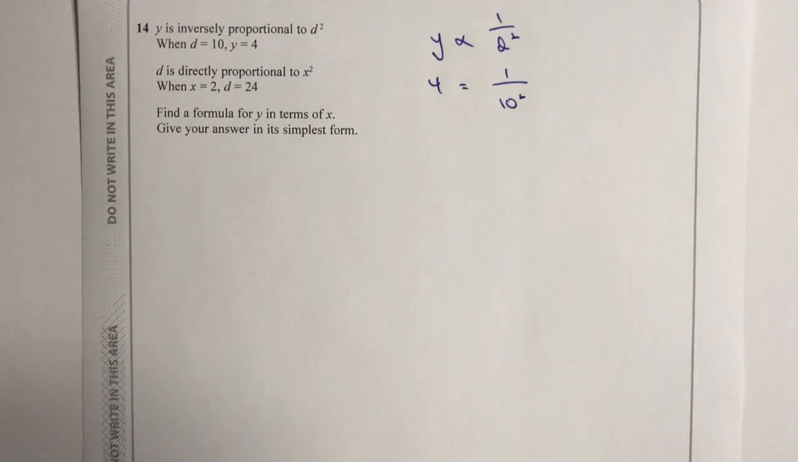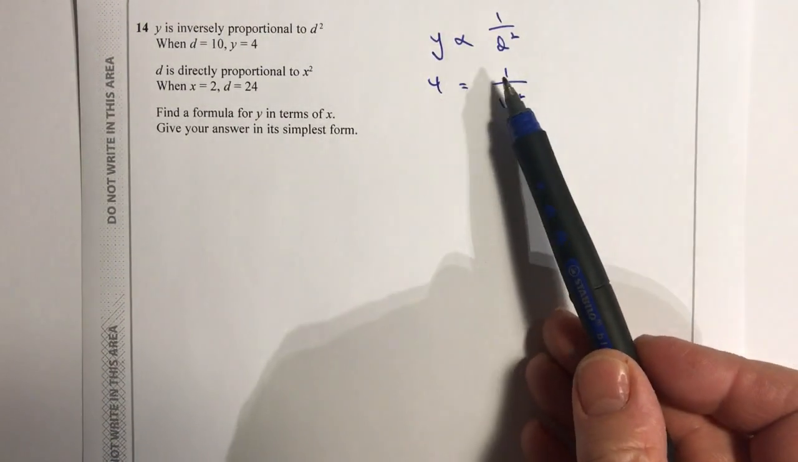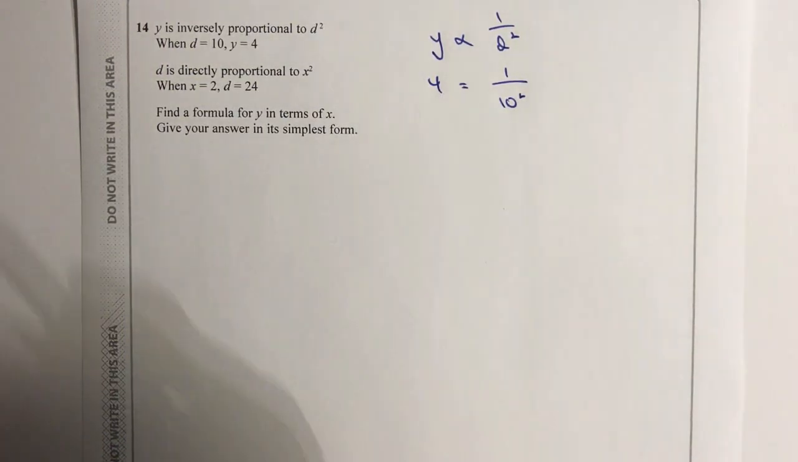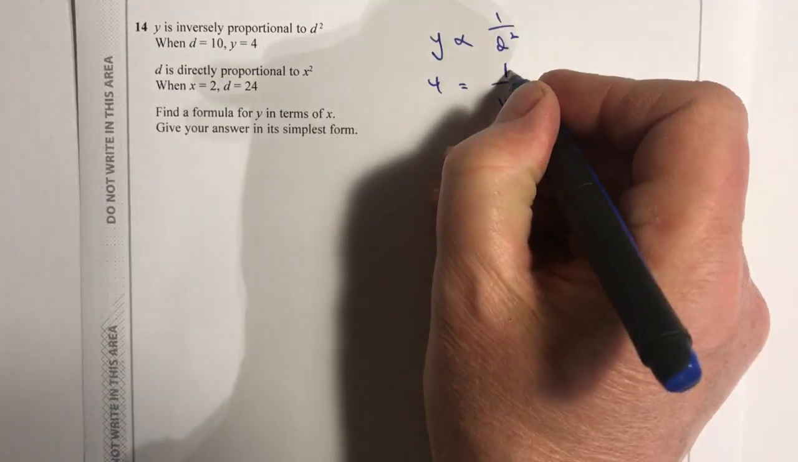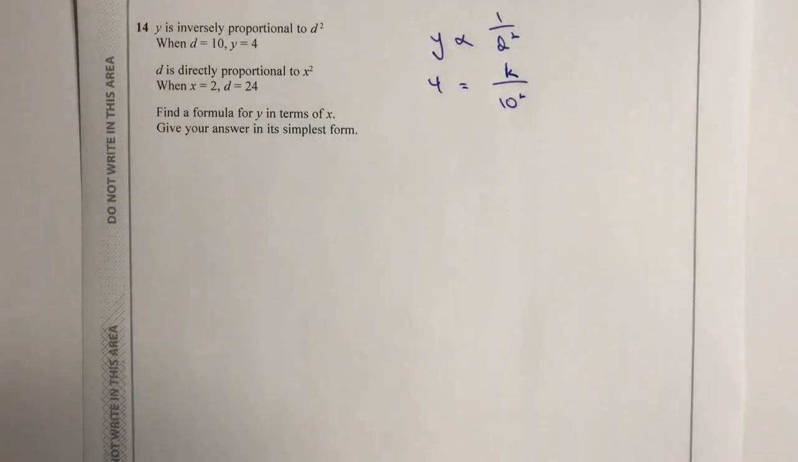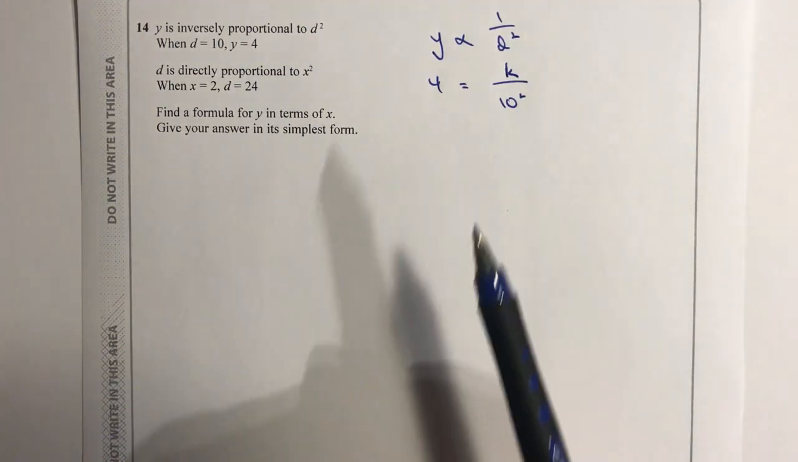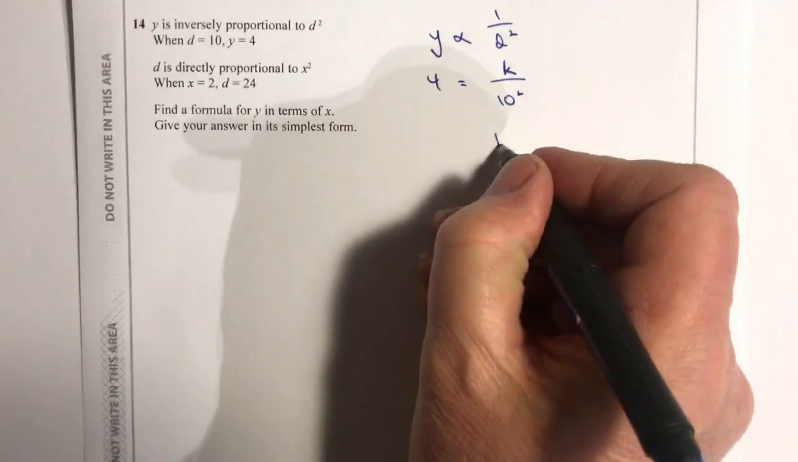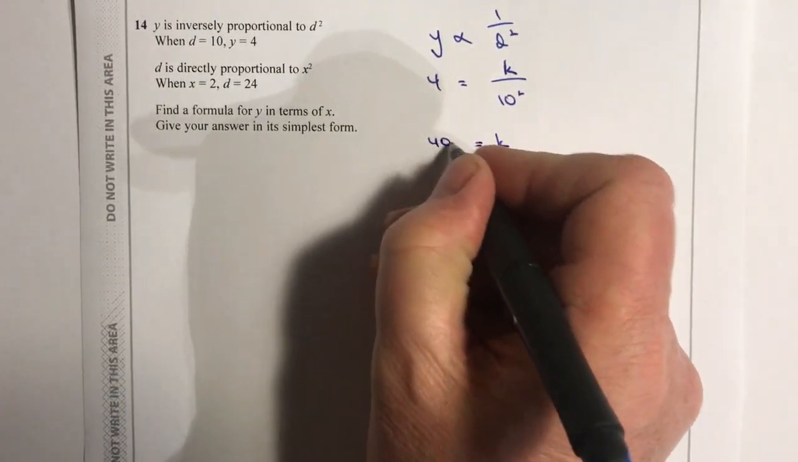Okay, well, if we're going to make it an equals sign, that's not true, because 1 over 10 squared is not the same as 4. So what we have is this thing here which is called a constant, the constant of proportionality. And to work out that k value, we do 4 times 10 squared. So in this particular case, k equals 400.